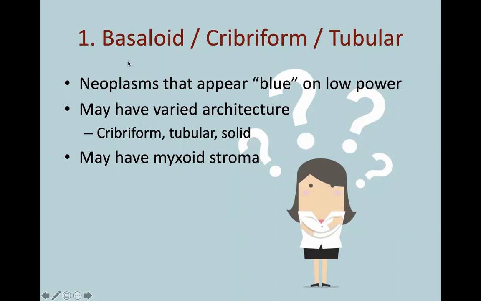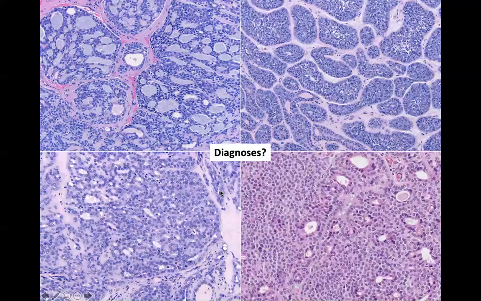All right, so the basaloid neoplasms are neoplasms that appear so-called blue on low power, meaning they have high NC ratios, not necessarily meaning they're malignant, but they're very cellular. Their architecture may be varied, including cribriform, tubular, or solid, and occasionally they may have a myxoid stromal background. So we're going to start with the answers and kind of work our way backwards. So these are 4 different tumors, top left, top right, bottom left, bottom right.